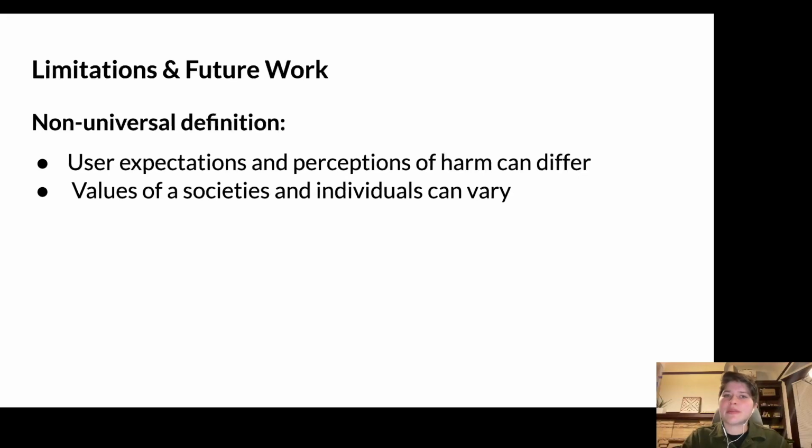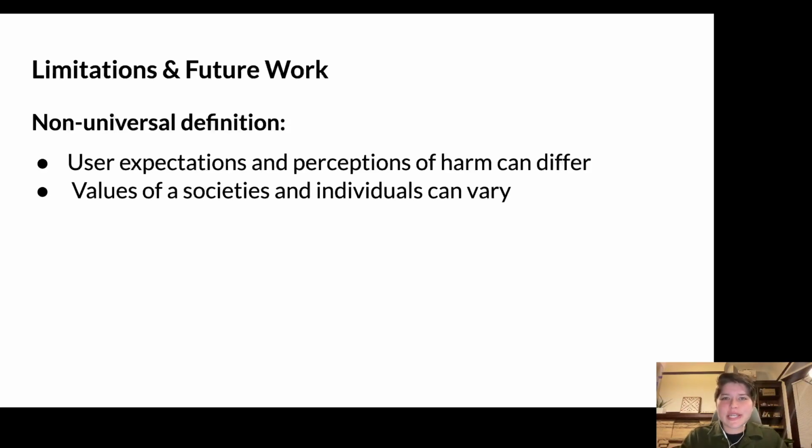Our work has 2 big limitations that are very top of mind. Both of them also point to future work, to the need to explore how we can mitigate and take into account these limitations. The first is that user expectations and perceptions of harm can differ from person to person, as can the values of a society more broadly. This necessarily means that the definition of a dark pattern cannot be universal.